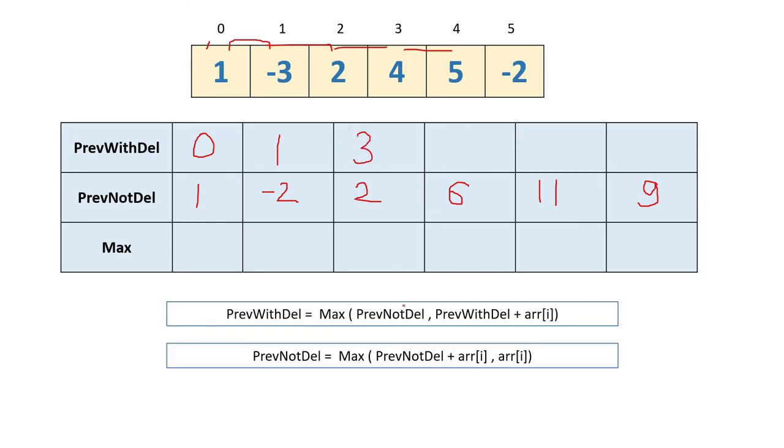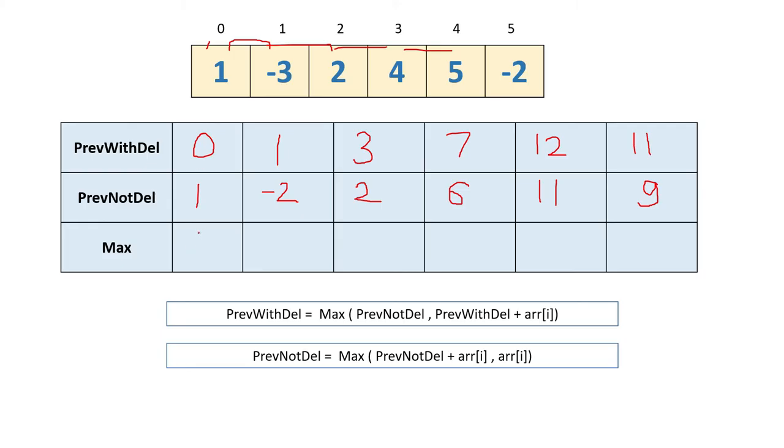Then the previous not deleted value is 2 in this case for this cell, and it will become 3 plus 4, 7. So between 7 and 2, it will be 7. Next, it will be between 6 and 7 plus 5, 12. So between 12 and 6, 12 will be bigger. Then 11 is here. So with 11 I have to compare 12 plus minus 2, that will be 10. So between 10 and 11, it will become 11. And at every stage I have to compare and put the max value here.